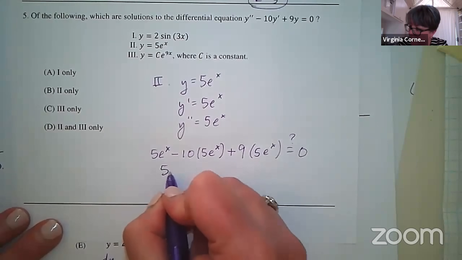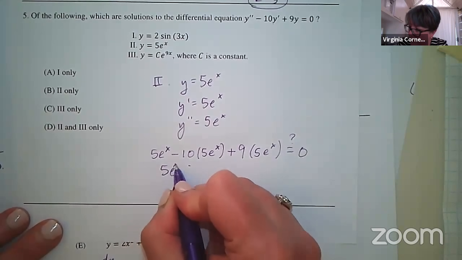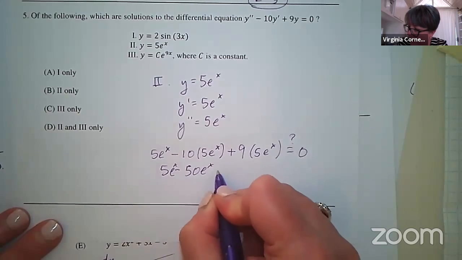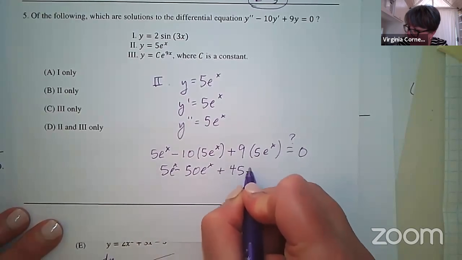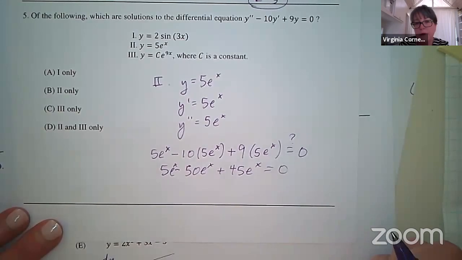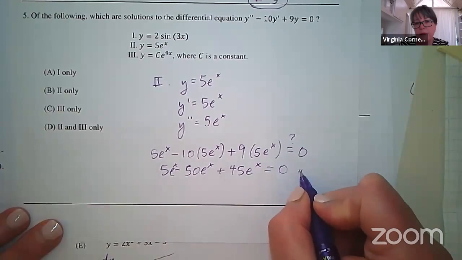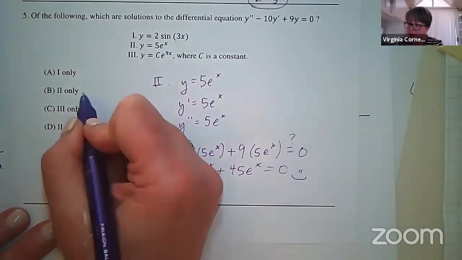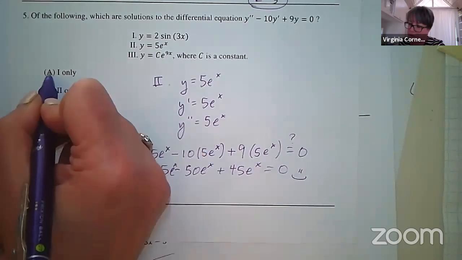5 minus 50 plus 45, does that end up equaling 0? Yes, it does. So definitely 2 is a possibility.